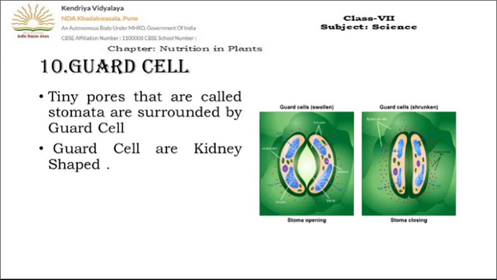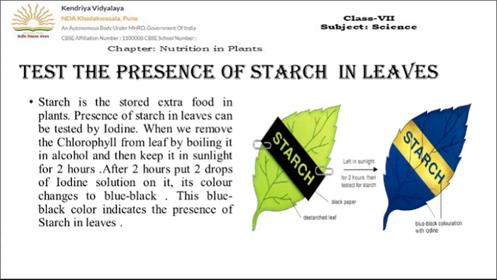Okay, fine. Let's move on to the very important topic of the lesson, that is starch: how to test the starch in the leaves. There is one question also in the NCERT textbook related to this. Now, starch, as I already discussed with you, is the extra food which is left in the plant and stored in the parts of the plant which we eat as vegetables and fruits. That form of food is called starch.